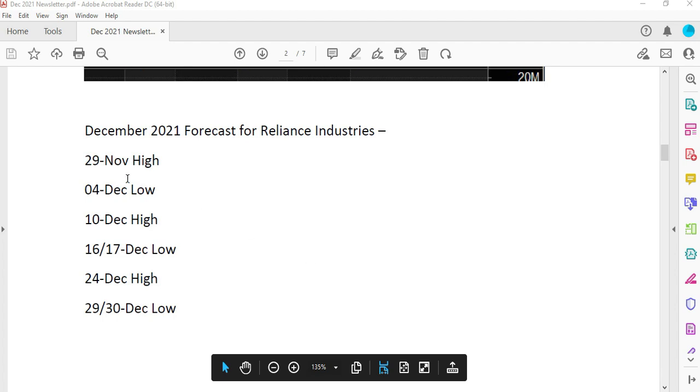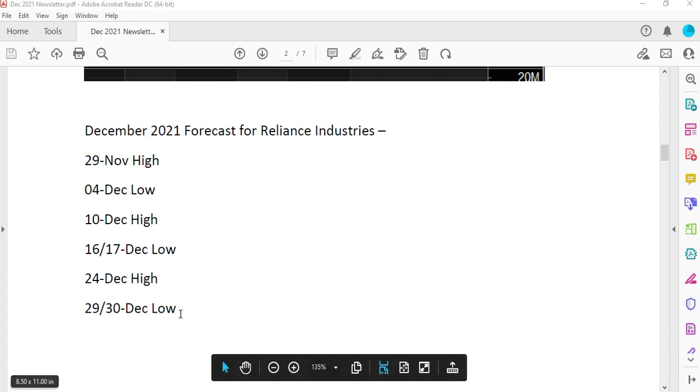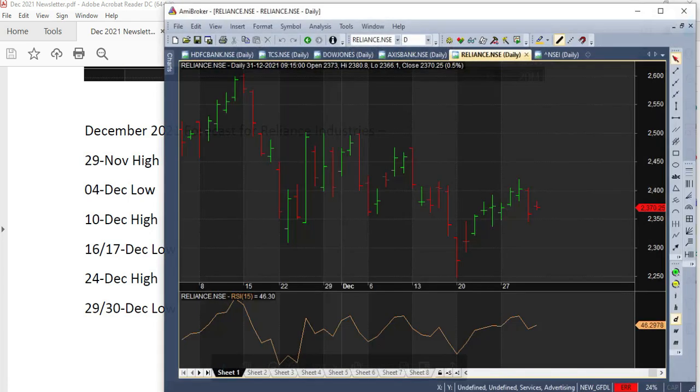On Reliance Industries, what we forecasted was 29th of November will be the high, 4th of December will be the low, December 10th will be the high, 16th or 17th December will be the low, 24th of December will be the high, and 29th or 30th of December will be the low. Okay, so let me bring up the chart.